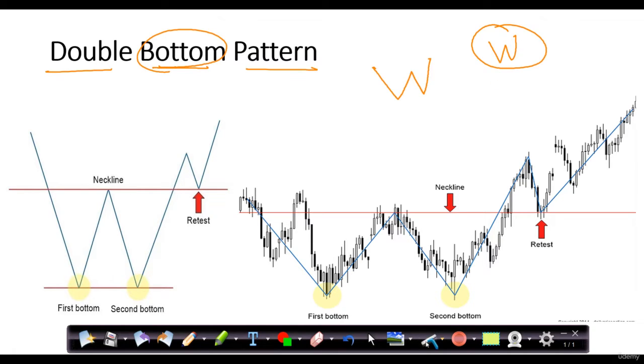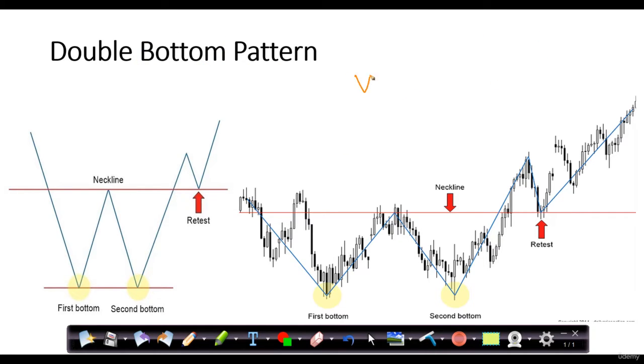Okay, W. Whenever we find a double bottom pattern, there is a high chance that the market will start its movement towards the upside. So we can say that the double bottom pattern is a pattern for bullishness, right? Pattern for the bullishness. Now let's take the syntax here.